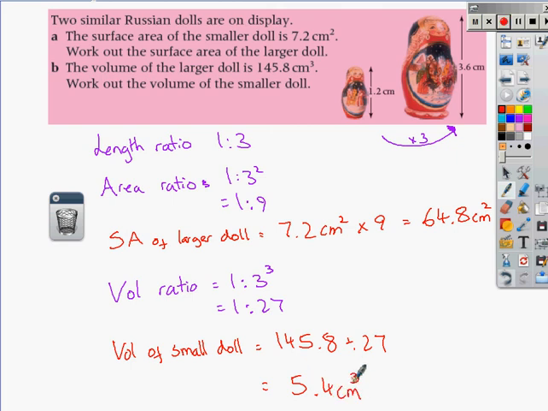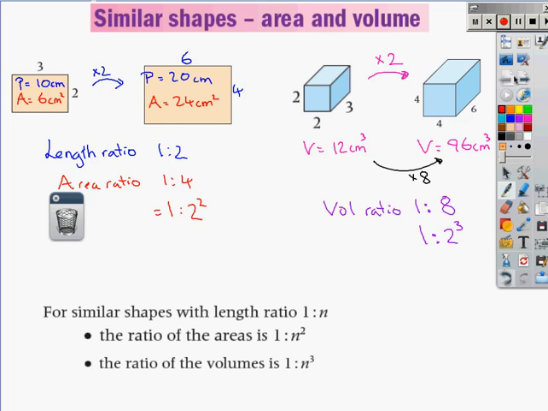So be really careful with these enlarged similar shapes. Make sure you refer back to these key facts here to do with our length ratio. So find that out first, then find out the area ratio, then you can find out the volume ratio and use those accordingly. Okay.